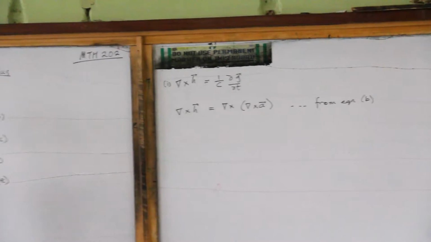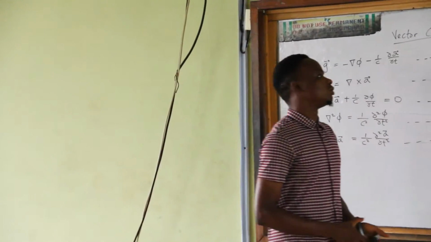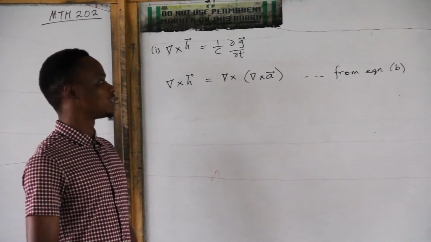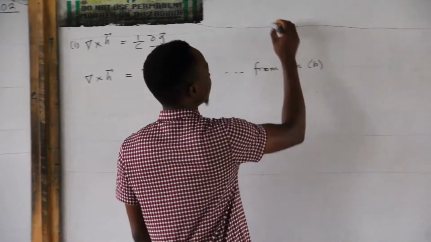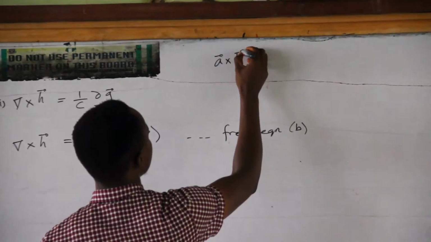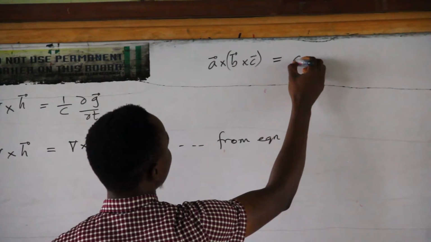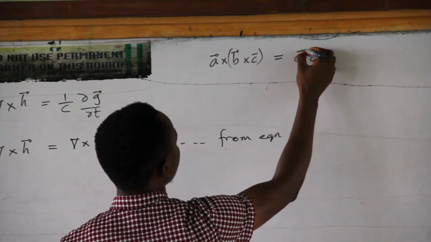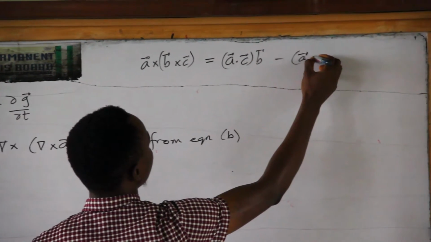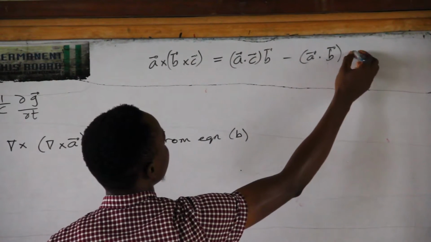So we have this expression, and please pay attention. When you have a vector triple product, can you remember it like this? One of the properties of the vector triple product that we considered the other day is that a cross (b cross c) can be written as (a dot c) b minus (a dot b) c.